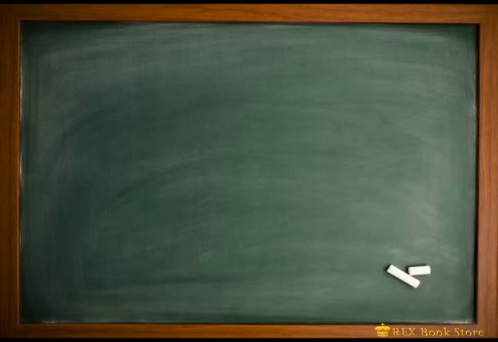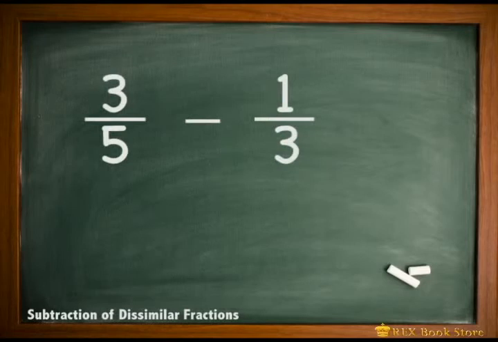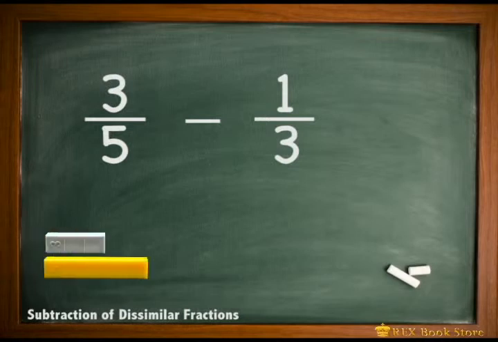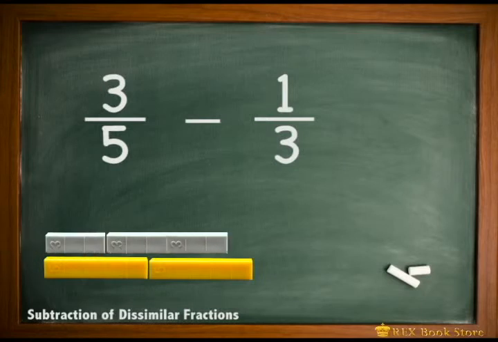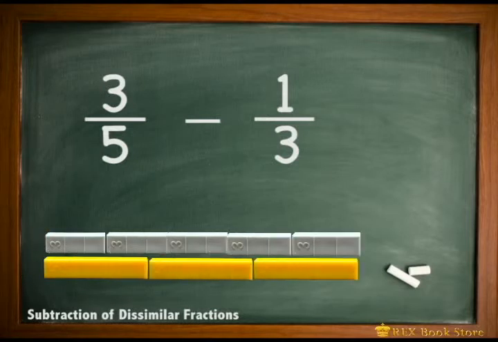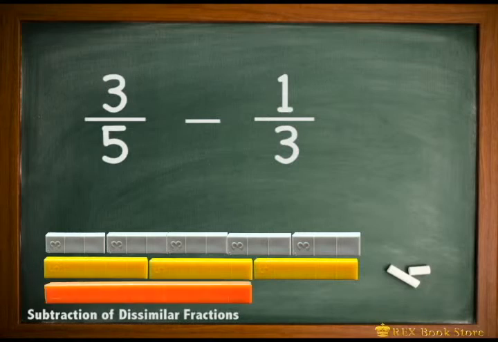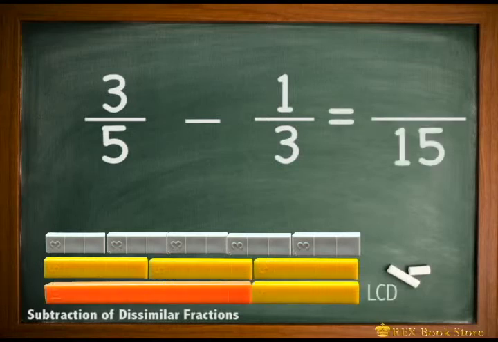This time, let's do subtraction of dissimilar fractions. 3 over 5 minus 1 over 3. We will identify the least common denominator first before performing the operation. Put them one on top of the other and make both bars equal in length by adding same colored bars. When yellow and gray bars are equal in length, we count to determine our LCD. Orange is 10, yellow is 5. So we have 15 for our LCD.